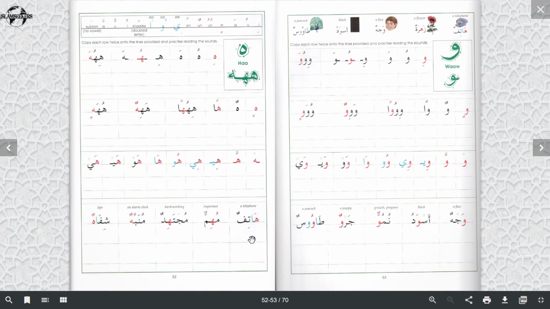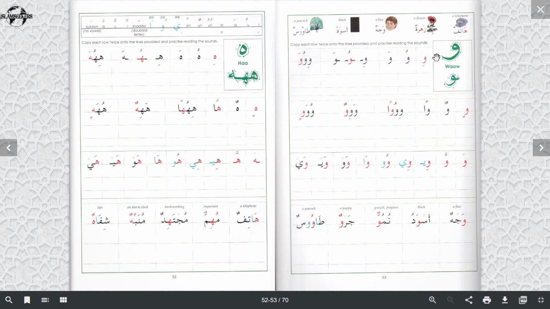Line 4. Listen to and repeat the Arabic words. A telephone. هاتفٌ. Important. مهم. Hard working. مجتهد. An alarm clock. منبه. Lips. شفاه.